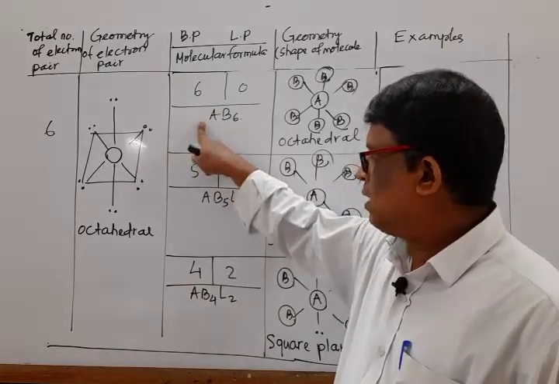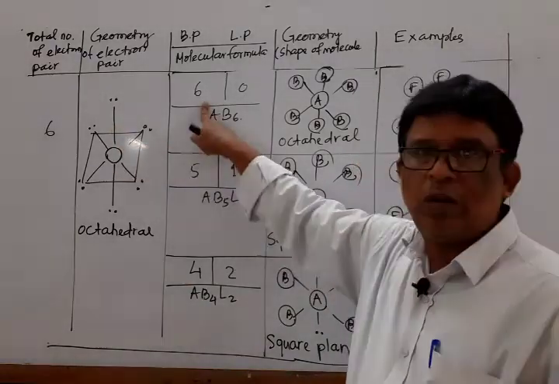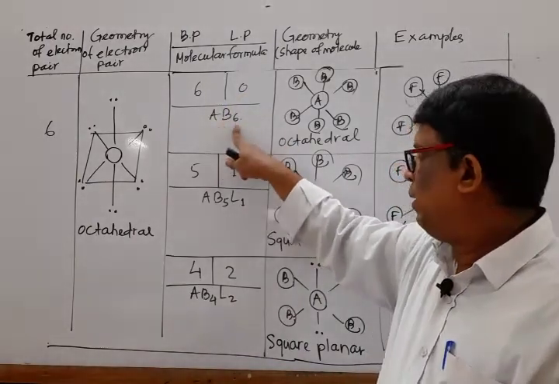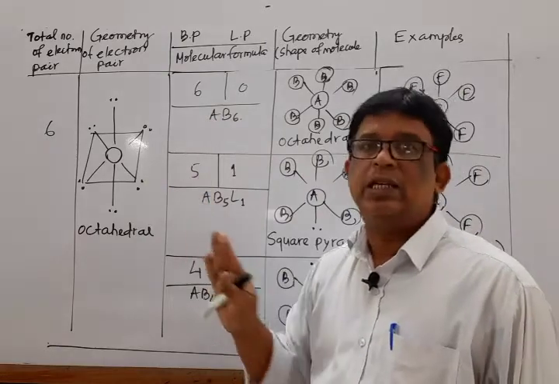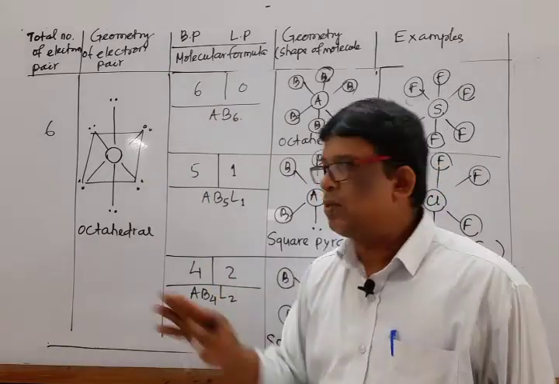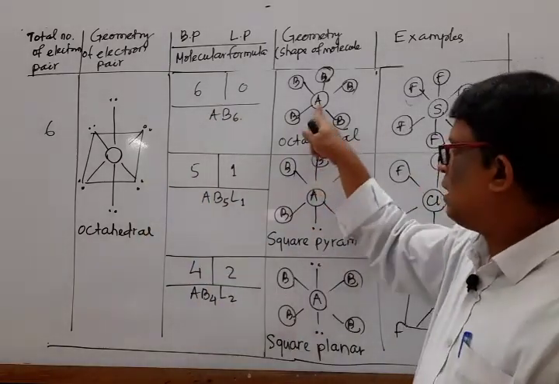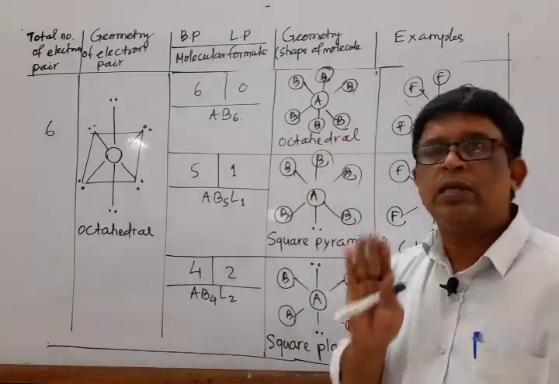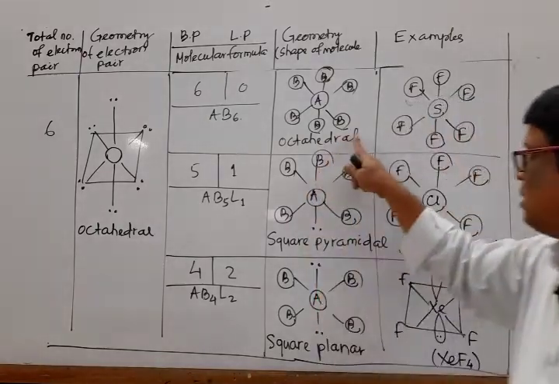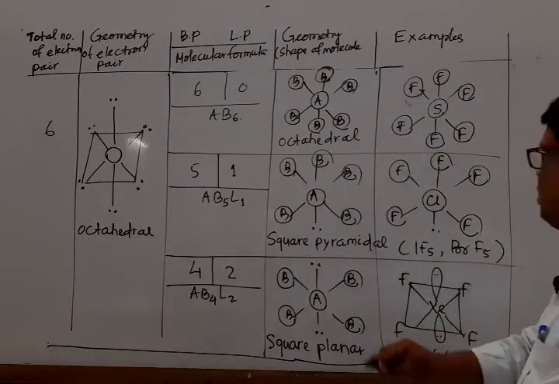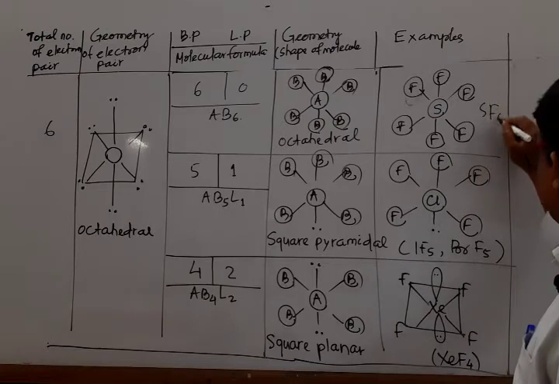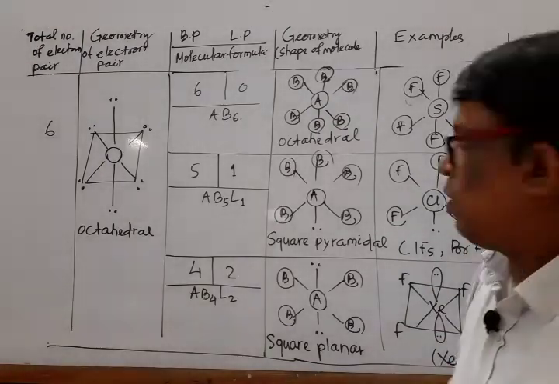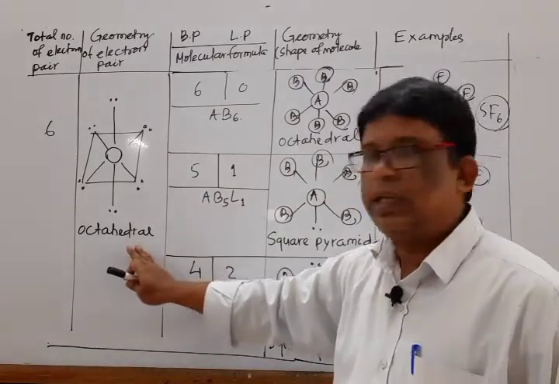In the first case, all the 6 electron pairs are bond pairs, lone pair is 0, and it is represented by the formula AB6. Then there is no change in geometry from the normal prediction. That means octahedral geometry is there, with the central atom and 6 atoms surrounding it. Only bond pairs are there. An example is SF6, sulfur hexafluoride. The geometry is the normal geometry, that is octahedral.